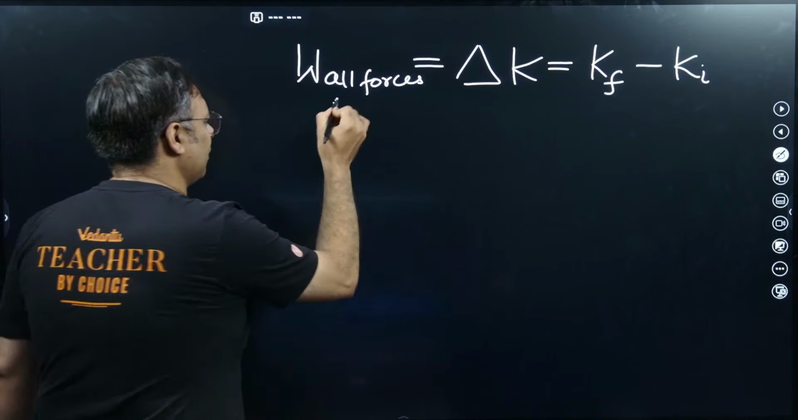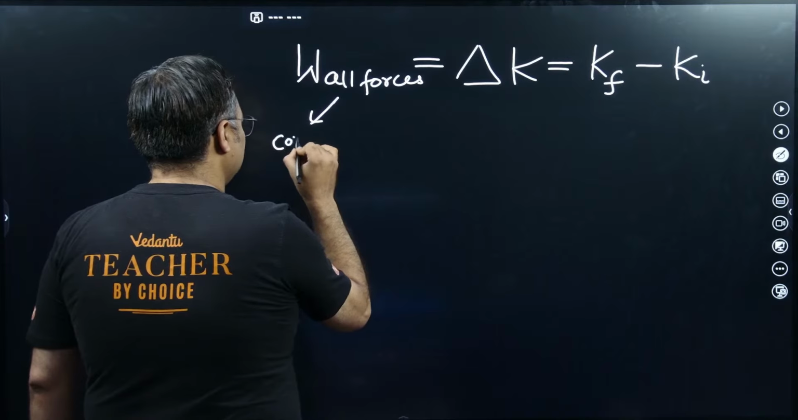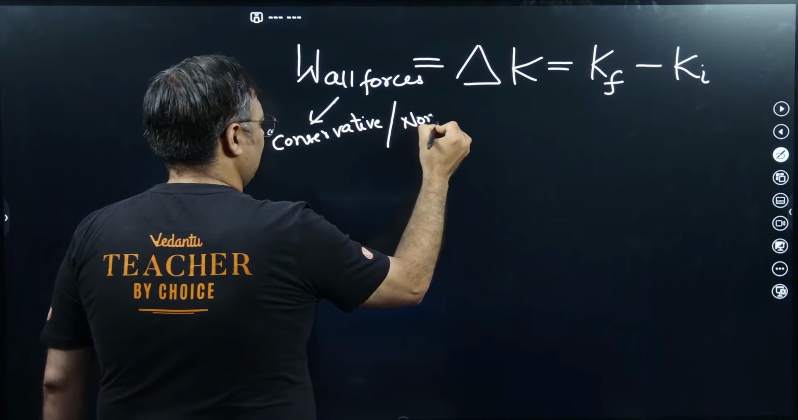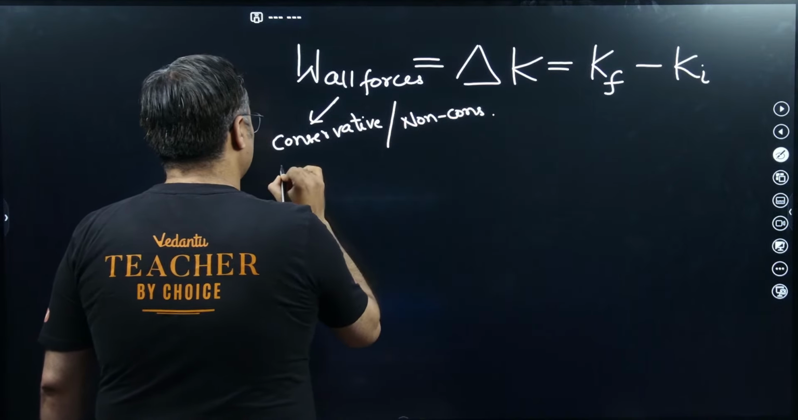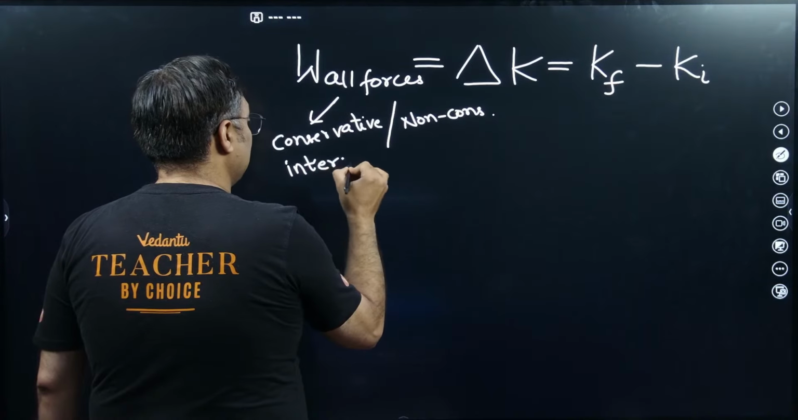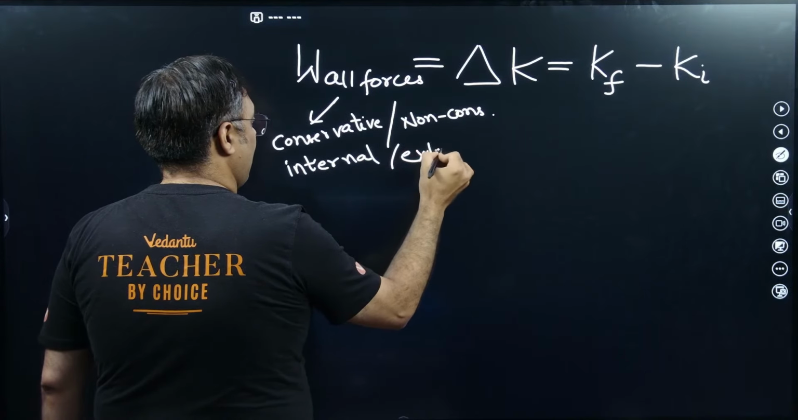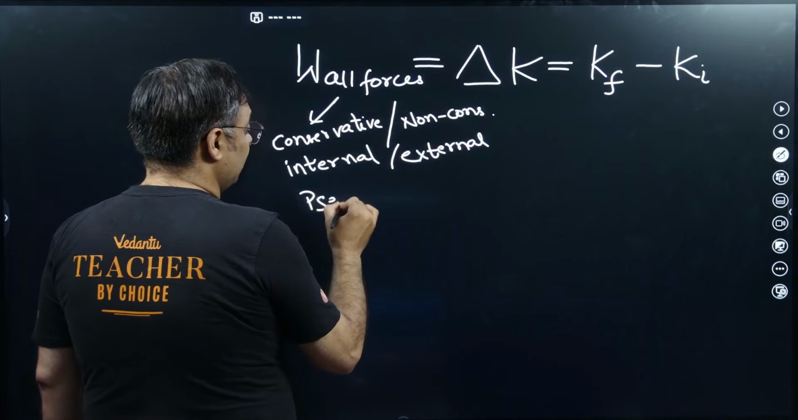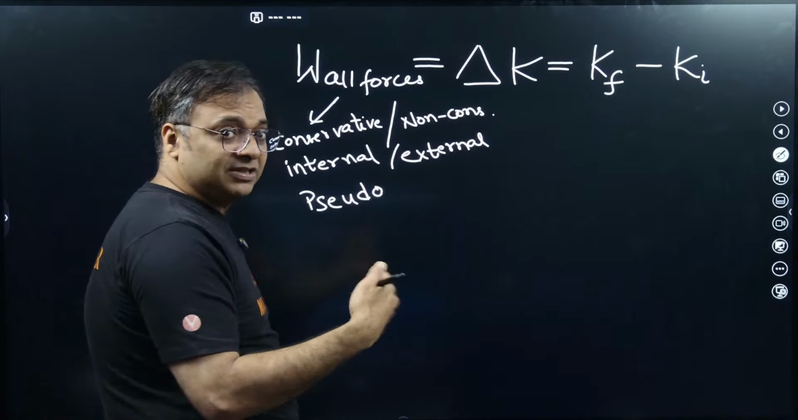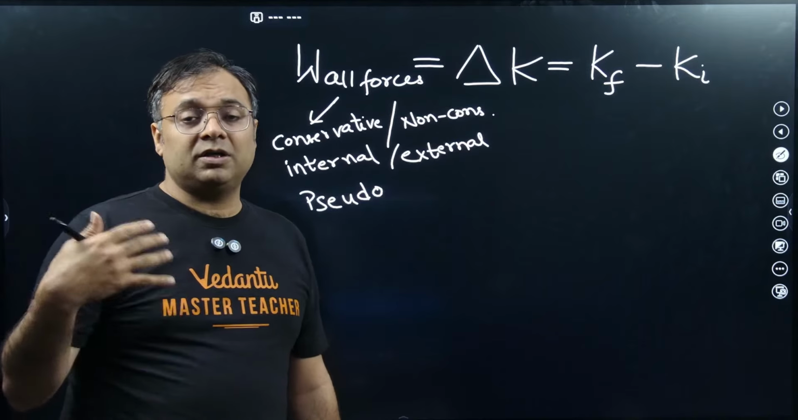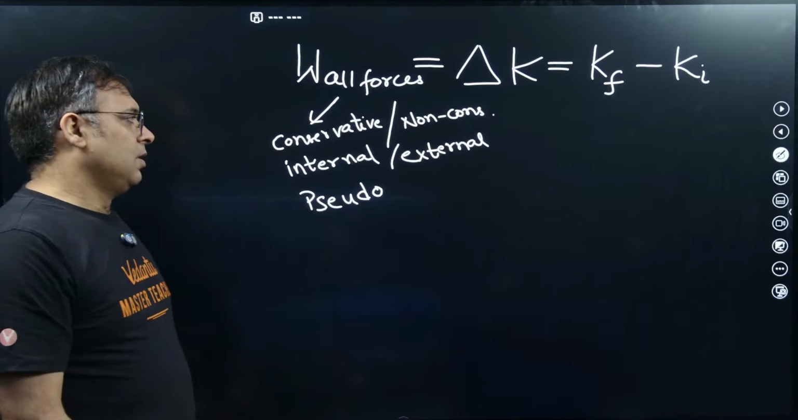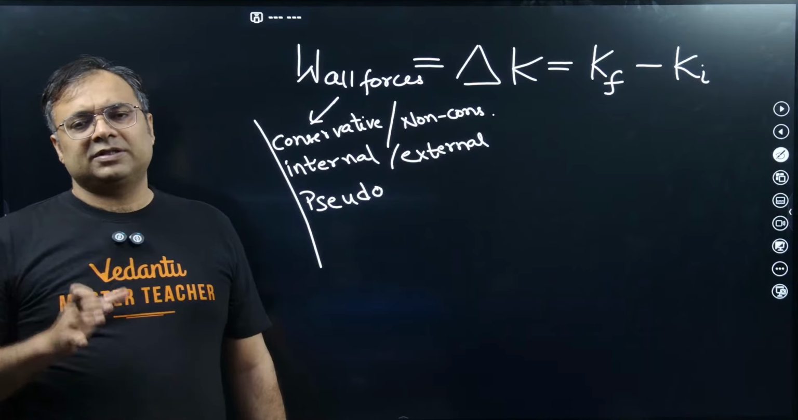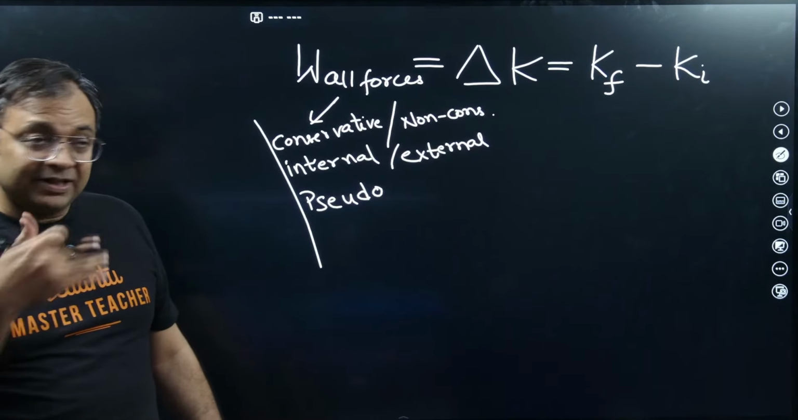This "all forces" includes all. It could be conservative, non-conservative, all. It could be internal or external. It could be your pseudo forces also, if you are making them in the FBD or if you are doing this in the frame of reference of a non-inertial frame. Okay. So whatever forces are there, all the work done needs to be calculated in this concept. Be very clear about it. Let me take an example to show it.